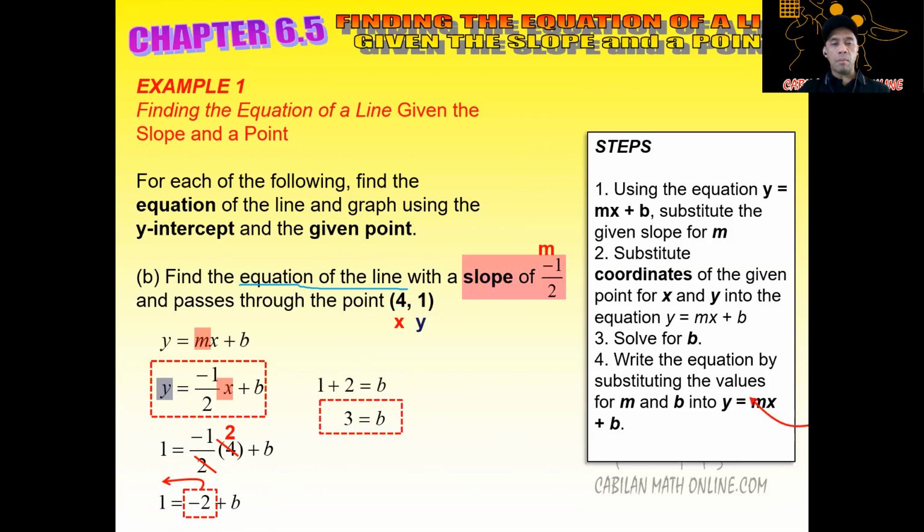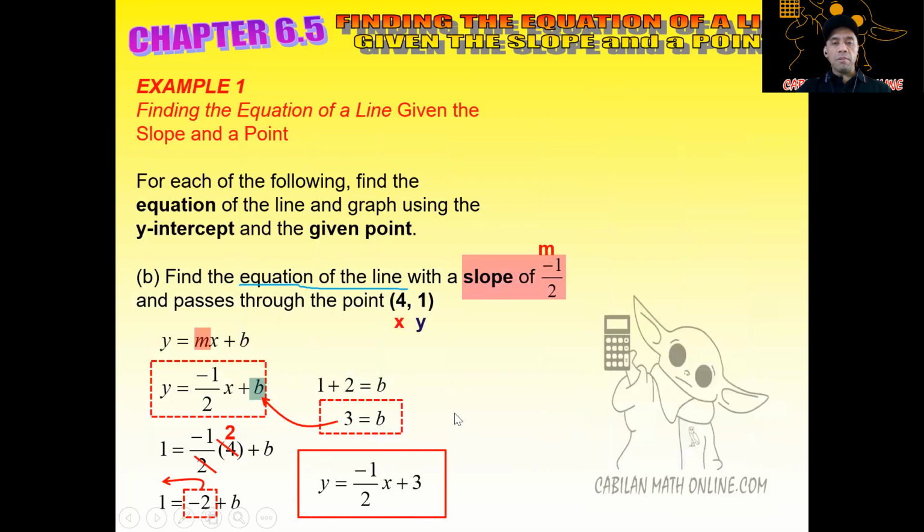And last but not least, to come up with the equation of the line, just remember that the 3 goes in for the b. So the equation of this particular line will be y equals negative 1 over 2x plus 3. All right, so let's graph this thing here.